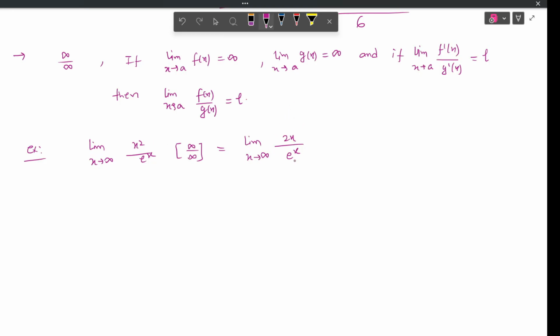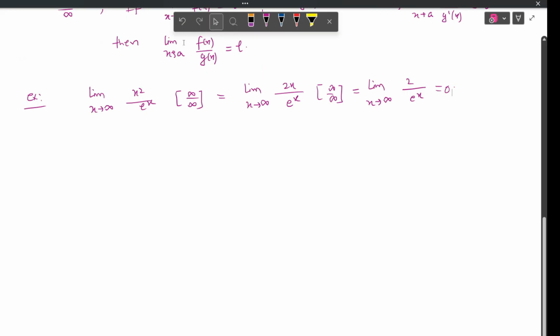Now if you put infinity here, again it will be infinity by infinity form. So again we have to differentiate. So limit x tends to infinity, this is 2 by e to the power x. Now if you put x tends to infinity, e to the power infinity is infinity, 1 by infinity is 0. So the answer is 0. Okay.